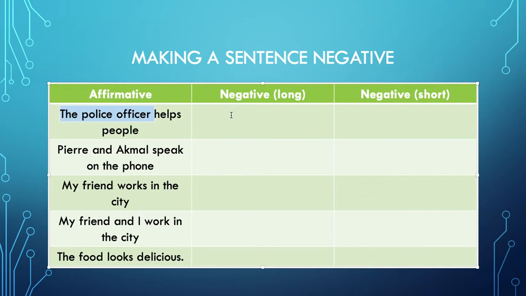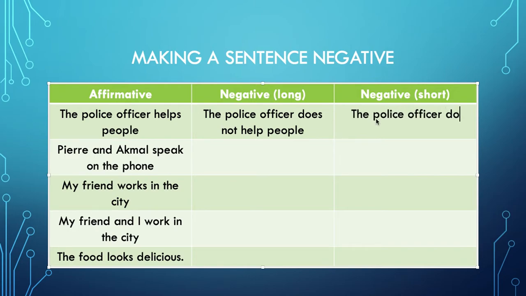So for he and she, we will use, for the long form, does not. Okay, so for he, she, it, we use does not. Okay, and then remember this verb here, the second verb, no S. So the police officer does not help people. So the short form, the police officer doesn't help people.